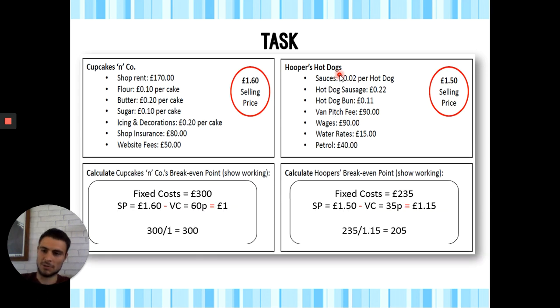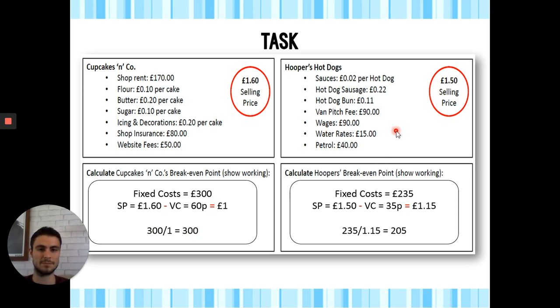Right, so the answers are Cupcakes and Co. Their fixed cost was £300 and then their selling price was £1.60, take away 60p. Selling price was there, obviously. That gets £1 for that part of the equation. So it's 300 divided by 1. So they need 300 to break even.